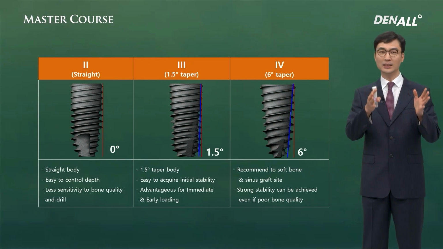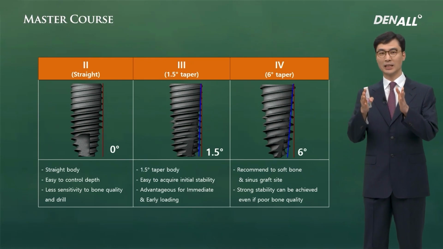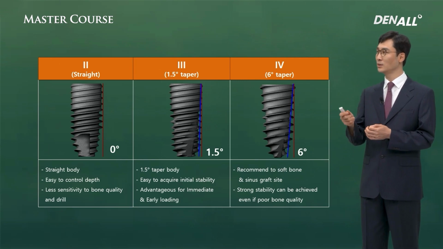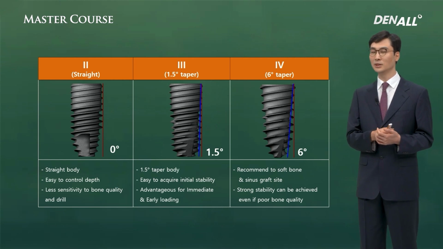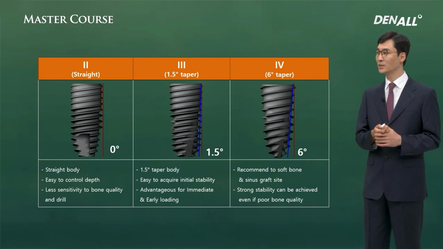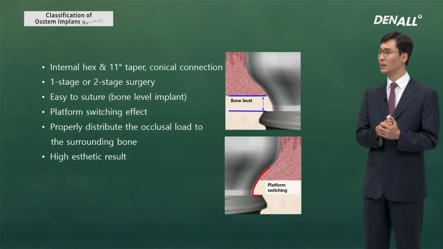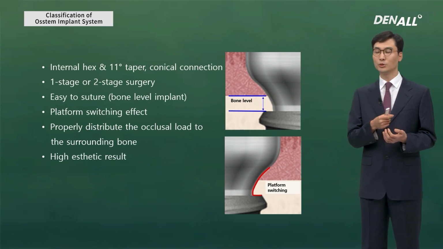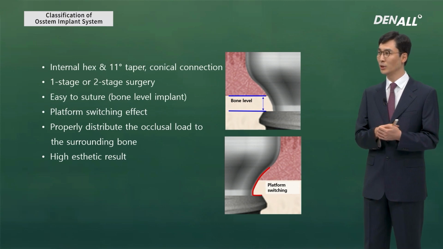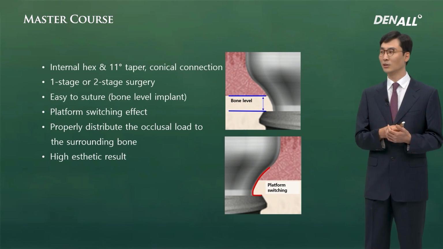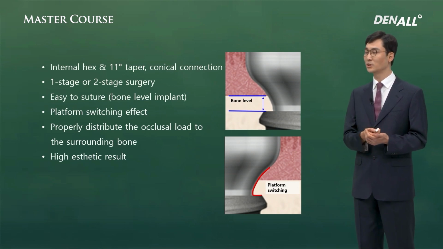In terms of the body tapering, parallel type, small taper, and large tapering. TS3 has 1.5 degree taper body, and it is something that I use the most. So the internal submerged type is placed a little bit deeper than the bone level, so it facilitates the surgery, the second surgery as well. It has a little bit of platform switching effect leading to low marginal bone loss. It has very good anterior aesthetic effect.